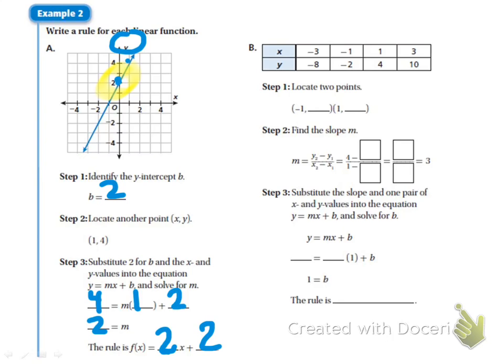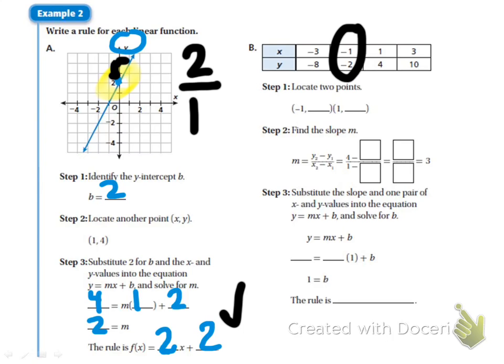And I could even check on my line and check the rise over run. How much did I rise? Well, 1, 2. How much did I run? 1. So my slope, 2 over 1, that checks. Letter B. I have a table and I need to find what is the rule for this function. So I locate 2 points. I locate negative 1, negative 2, and I locate 1, 4.